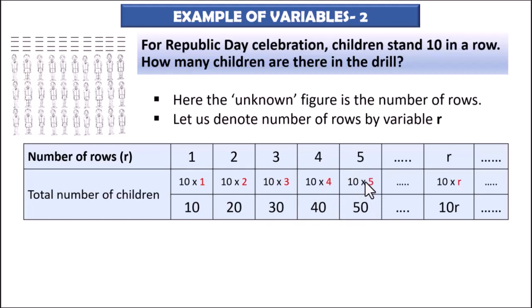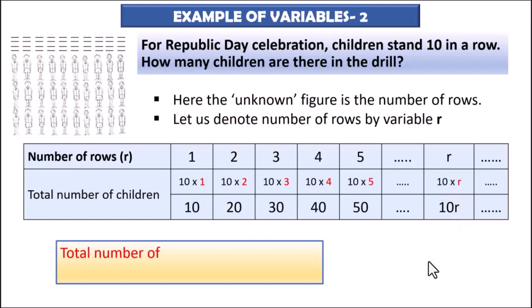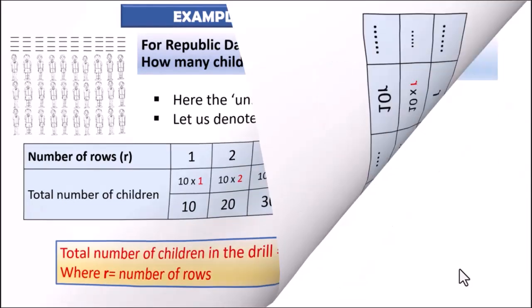So we see that whatever the number of rows, we have to multiply 10 by the number of rows to get the total number of children. So suppose there are r rows, then the total number of children will be 10 into r is equal to 10r. So we have found out the rule. The total number of children in the drill is equal to 10r, where r is equal to the number of rows. Now we will go to another example.